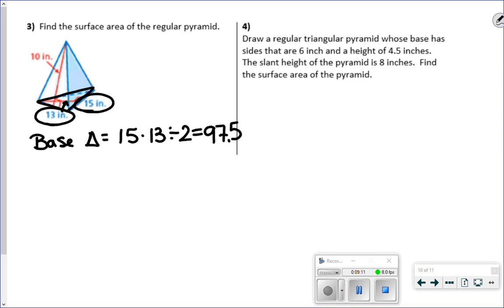All right, so now I need to do my face triangles. So if I take a look at my face triangles here, because 15 is the length of this side, it's going to be the length of this side as well. Remember that 13 is pointing to the inside. That does not count for my face triangle. So the numbers I need here, 10, that's my slant height, 15, that's the length of my base.